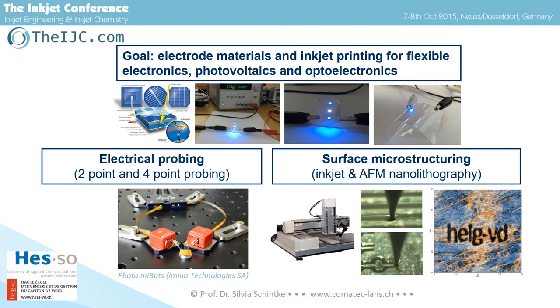The methods which we use for the field of optical electronics or organic electronics and also photovoltaic cells are mainly electrical probing. We use an electrical probing system with micro robots where we can use 2-point or 4-point measurements, to be precise on the positions. As a structuring method, we have a microplotter which can be used for continuous inkjet printing of, for example, lines of different materials like organic molecules or even nanoparticles.